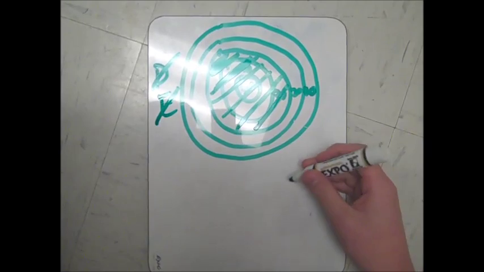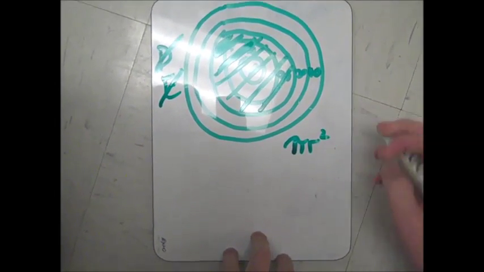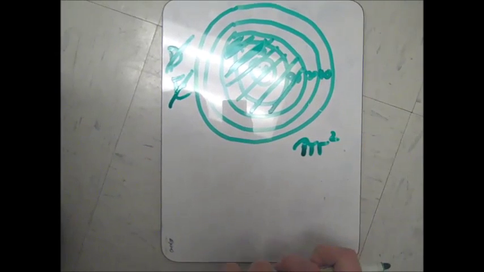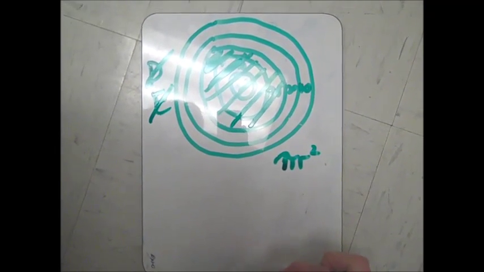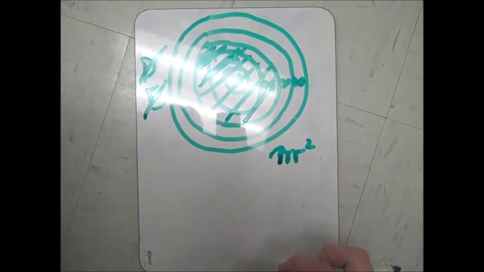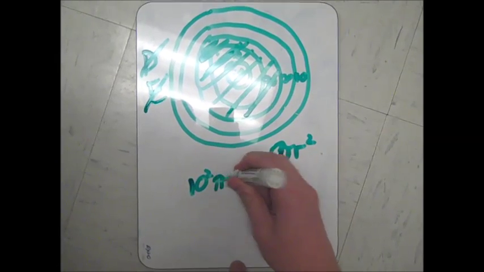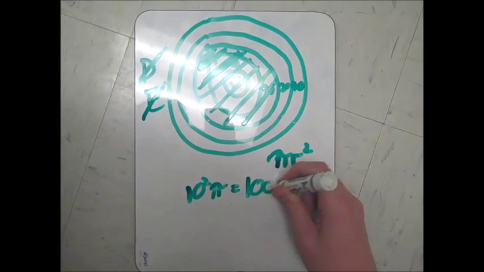The formula for the area of a circle is pi r squared. To find the area of the outer circle, the radius is 10 inches, so the area is 10 squared pi, or 100 pi.